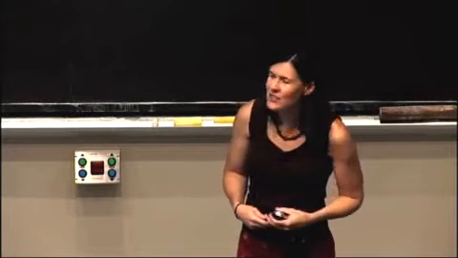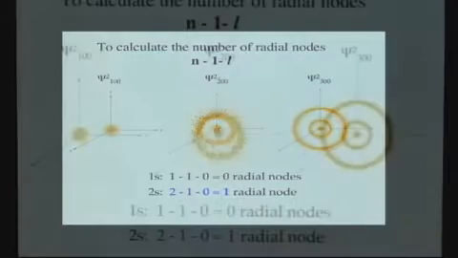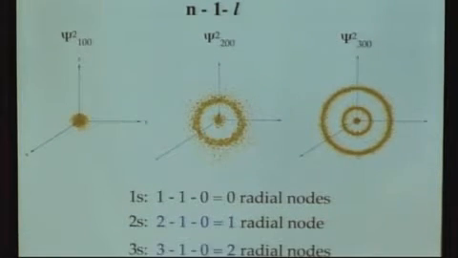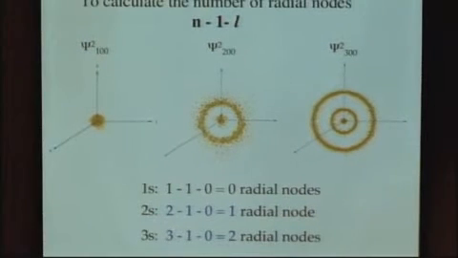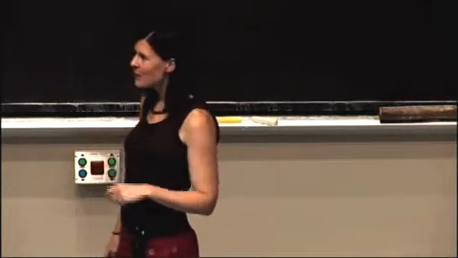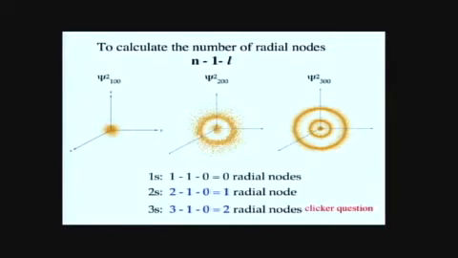If we try this for the 2s, we have 2 minus 1 minus 0. So what we should expect to see is one radial node, and that is what we see here in the probability density plot. And then if we think about the 3s, we start with 3, subtract 1, and again L is equal to 0, so minus 0, and we have 2 radial nodes. So this should be pretty straightforward. Let's see if we can get close to 100% on this one: how many radial nodes does a 4p orbital have?